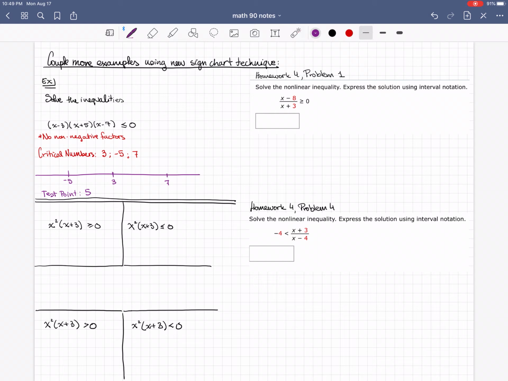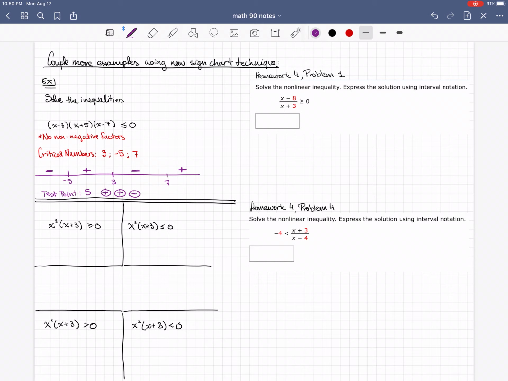And now we're going to plug 5 into each of the pieces to see what we end up with. Plug 5 into x minus 3, you get a positive value. Plug 5 into x plus 5, you get a positive value. Plug 5 into x minus 7, you get a negative. Positive times negative is negative. As we said, 5 lives between 3 and 7, so we put a minus sign over this region. And then since there are no non-negative factors, the sign changes around each one.